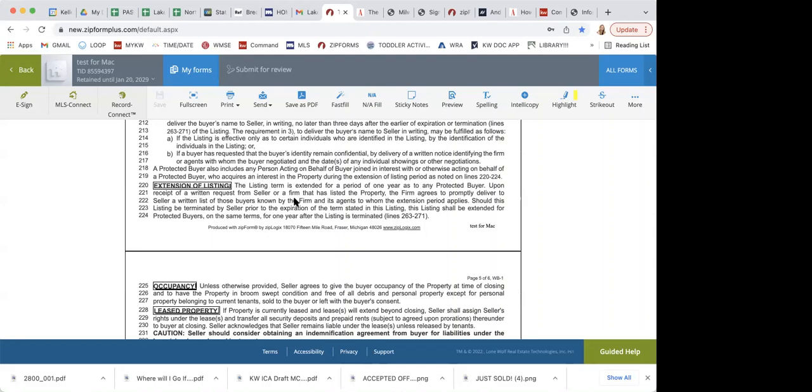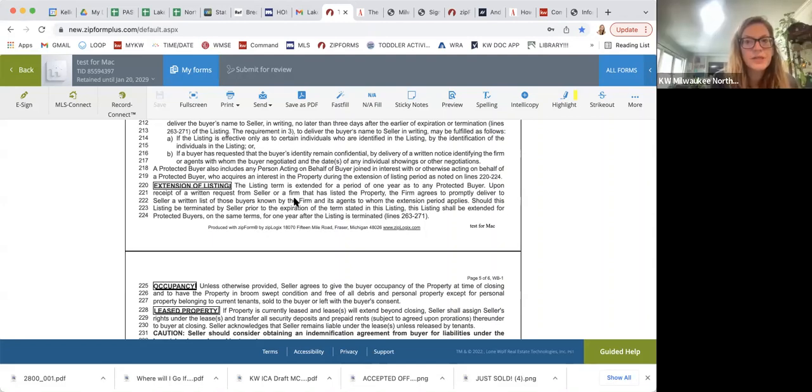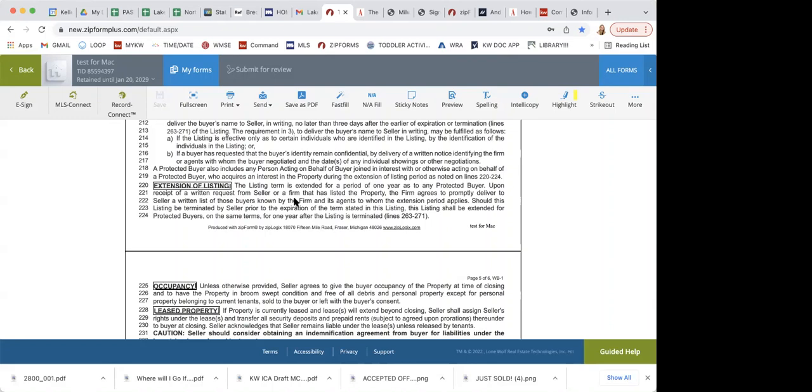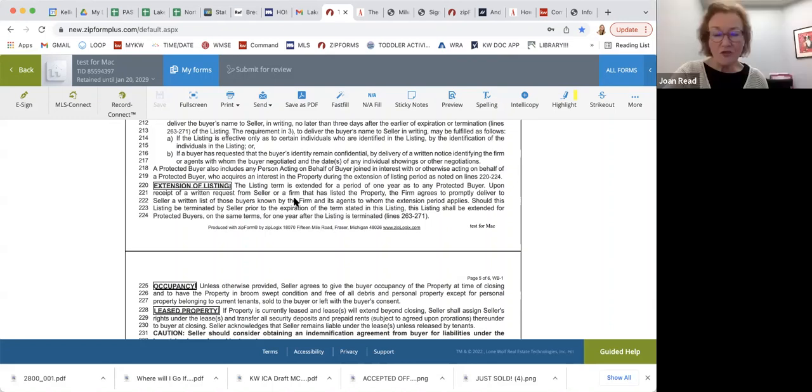The option to email, you mean? Yes. It would need to be written in. Okay, it's not pre-printed that way. Yeah. Just find a place.